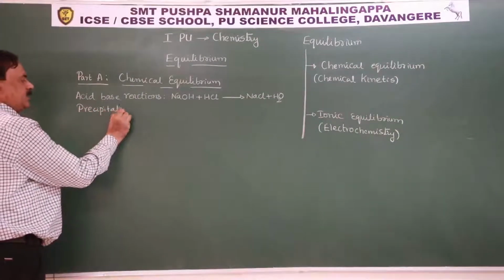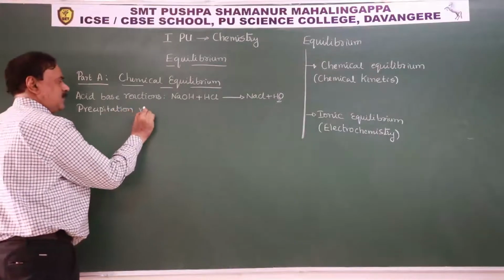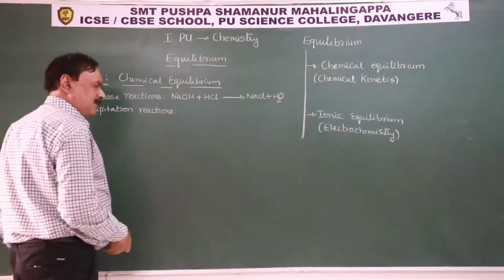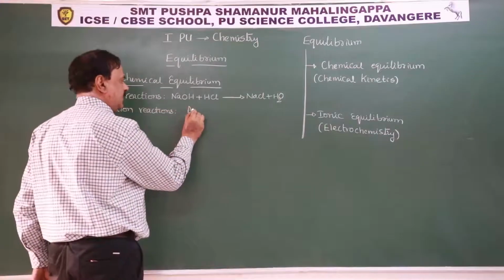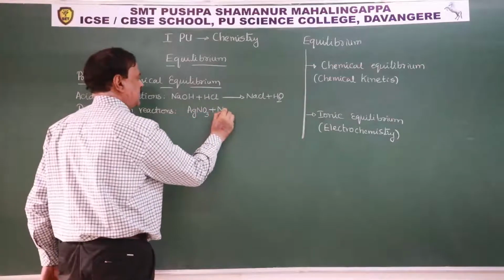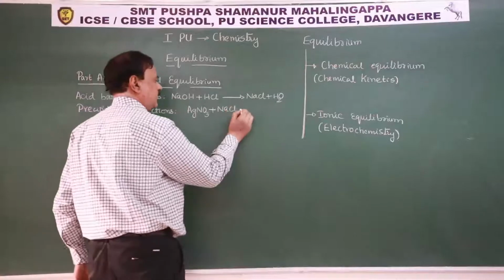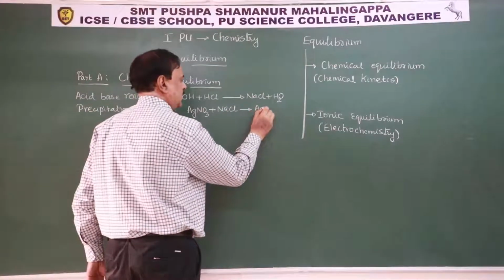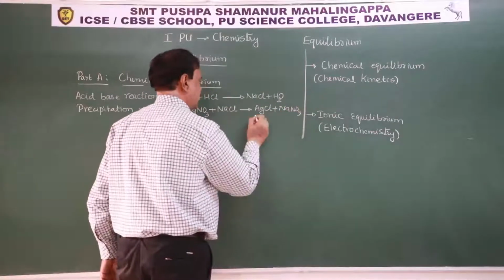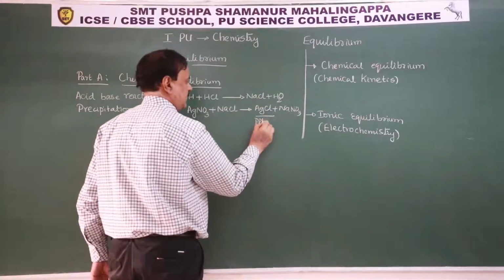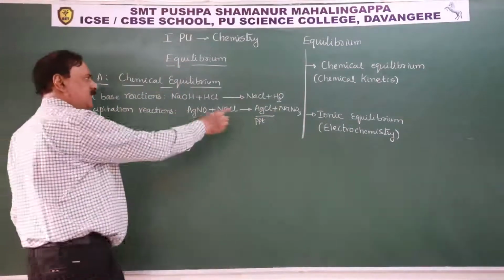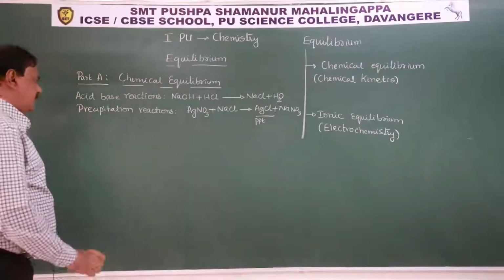Another example is precipitation reactions. In a precipitation reaction, for example, the reaction between silver nitrate and sodium chloride or potassium chloride gives rise to AgCl plus NaNO3. Here a salt is formed, and here a precipitate is formed.